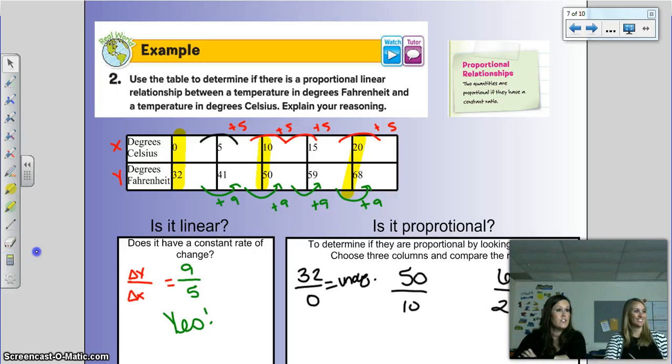Okay, well, I know that 50 divided by 10 is 5, because those zeros just cancel. And then 68 divided by 20 is 3 point something. It really doesn't even matter because I already know the first 2 did not give me the same decimal answer when I simplified them. So that means this is not proportional. So one can be linear and not proportional? Correct.